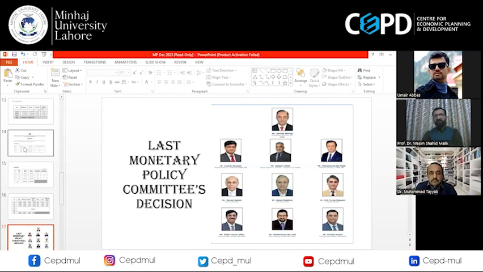Now coming to the last Monetary Policy Committee's decision. The Monetary Policy Committee comprises 10 members. One is the Governor State Bank. Then 3 executive directors are executive members from the State Bank of Pakistan. 3 independent researchers, which are from outside the State Bank of Pakistan. These are mostly economists. And then 3 members are from the Central Bank Board. That is, non-executive directors of the central bank. So overall, there are 10 members of the Monetary Policy Committee.